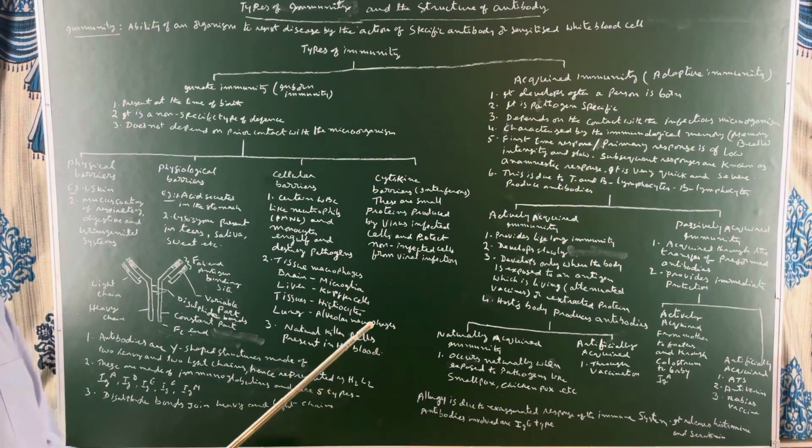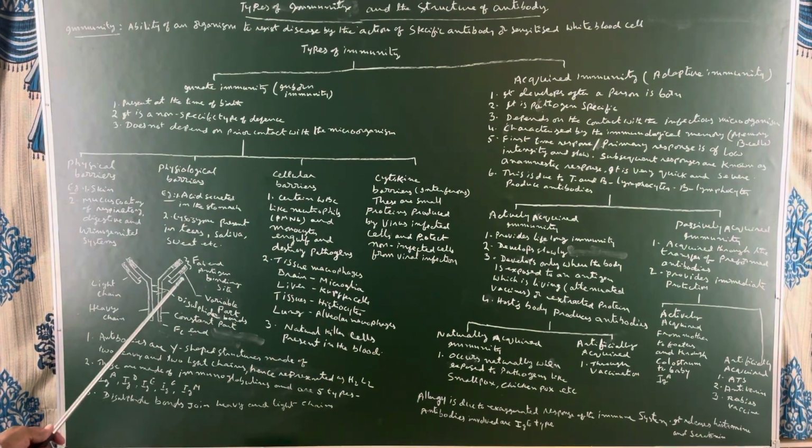Each immunoglobulin is made of 2 heavy chains, and 2 light chains. So, an immunoglobulin is represented as H2L2. H2 means 2 heavy chains, L2 means 2 light chains. The heavy and light chains are joined by disulfide bonds. These are the disulfide bonds. Similarly, the heavy chains are also joined by disulfide bonds.